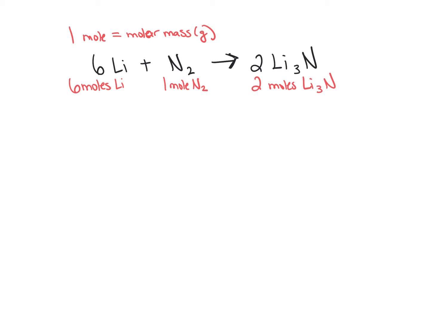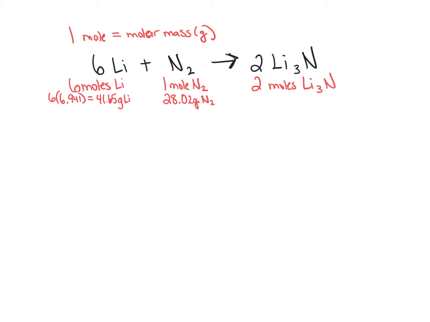So if we need 6 moles of lithium, then this recipe is telling us that we need 6 times the molar mass of lithium, which means that we would need 41.65 grams of lithium. Since we need 1 mole of nitrogen, I can look on the periodic table and see that nitrogen has a mass of 14.01, so N2 would have a molar mass of 28.02 grams. So 1 mole would be 28.02 grams.